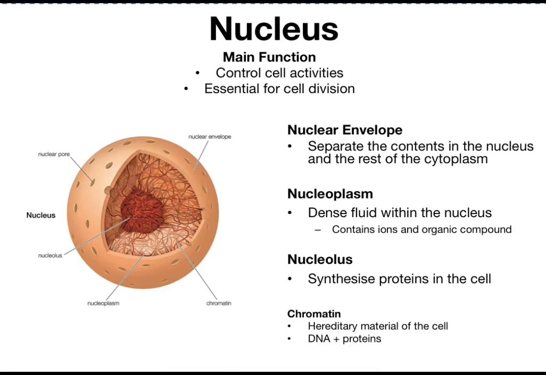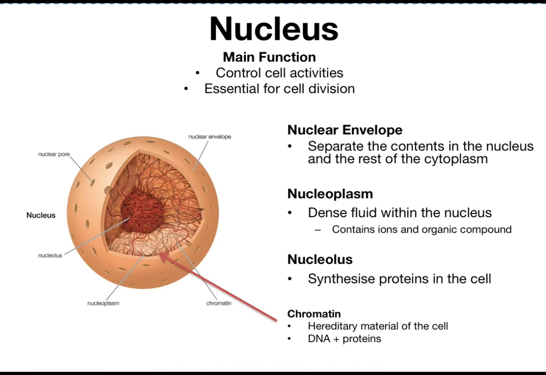Here are the parts within the nucleus. First, we have the nuclear envelope. Nuclear envelope, similar to the plasma membrane or the cell surface membrane, helps separate contents in the nucleus from the rest of the cytoplasm. Next, we have the nucleoplasm, similar to the cytoplasm. It's a dense fluid within the nucleus, and it contains ions and organic compounds. Next, the nucleolus. It helps synthesize proteins in the cell. These proteins are essential for cell activity.